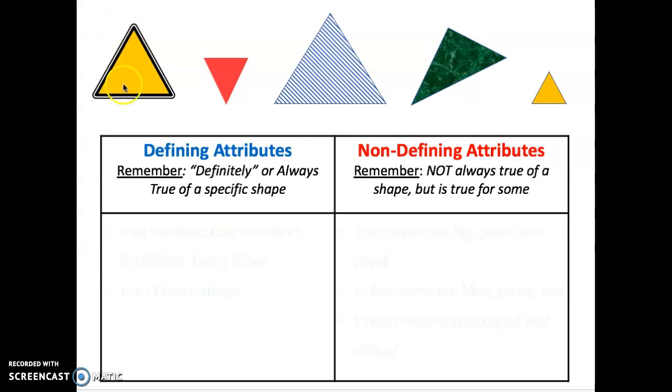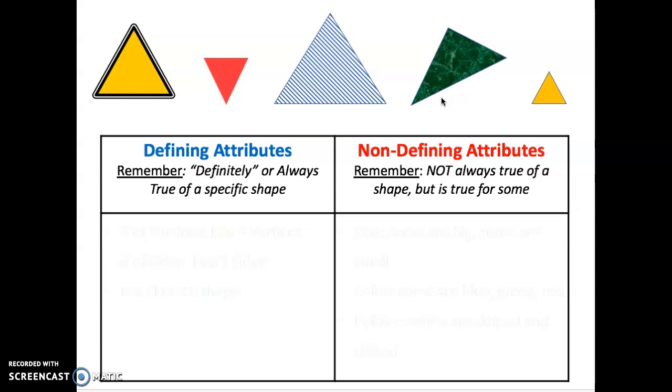So at the top of our screen, we see 5 different triangles. Think of the way you could describe them. This one's yellow. This one's red. This one has stripes. This one has a green pattern, and this one's yellow too. Think about their size. We have small triangles here, some bigger ones here. Then think about what is the same with all of these triangles.